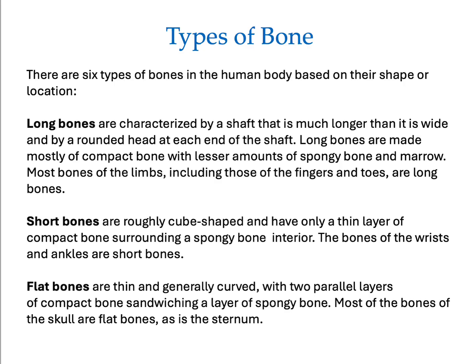Short bones are roughly cube-shaped and have only a thin layer of compact bone surrounding a spongy bone interior. The bones of the wrists and ankles are short bones. Flat bones are thin and generally curved with 2 parallel layers of compact bone sandwiching a layer of spongy bone. Most bones of the skull are flat bones, as is the sternum.